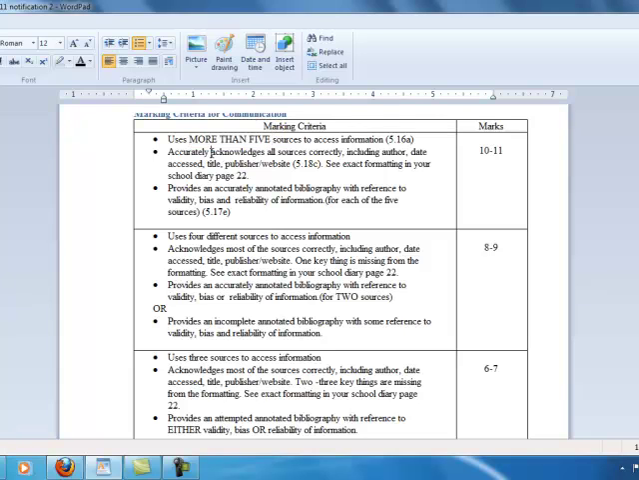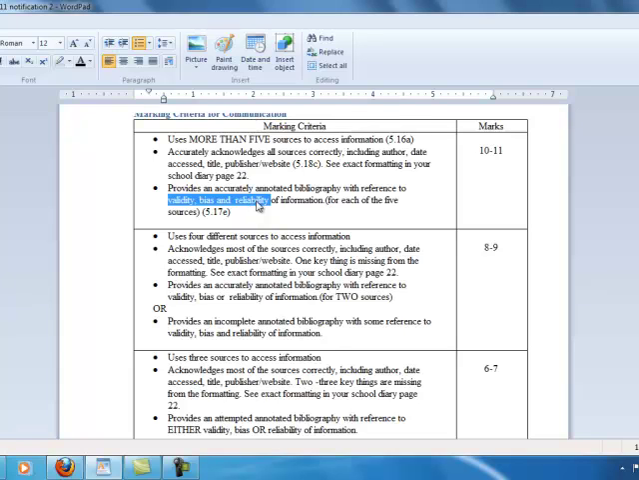Accurately acknowledge all resources. So in that you would have to include an author, a date, the date accessed, the title, publisher, website, and all the other details that are needed. Again, see page 22 of your diary, and I'll give you some further instructions in a while. You also need to accurately annotate the bibliography with reference to 3 things: validity, bias, and reliability. Again, I'll show you how to do that.